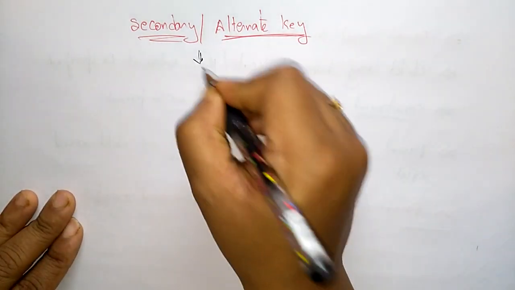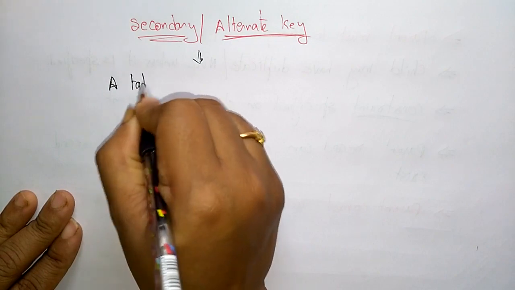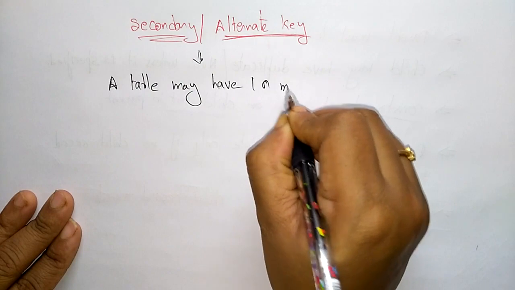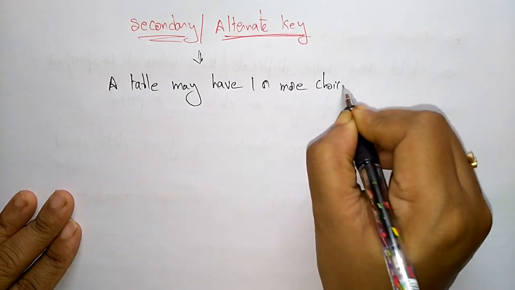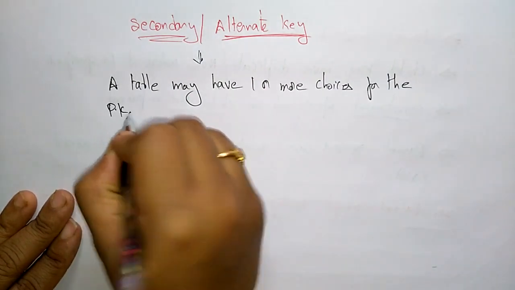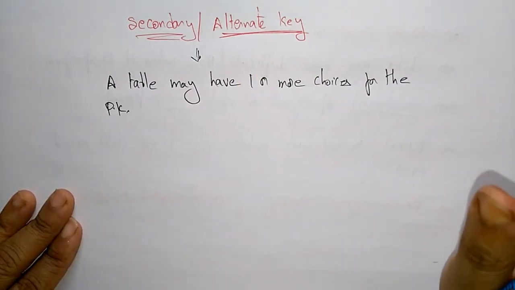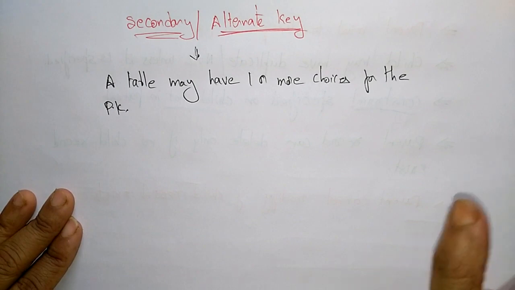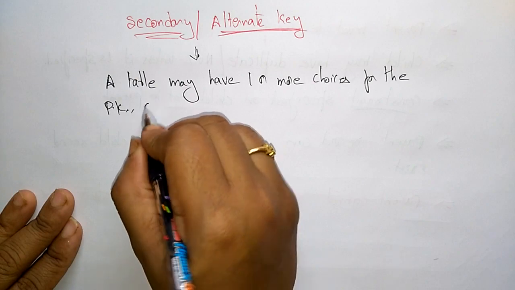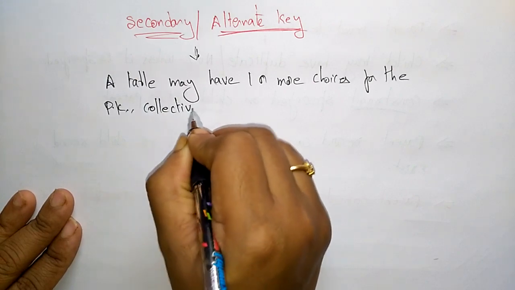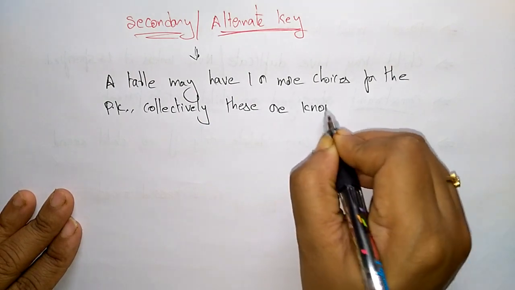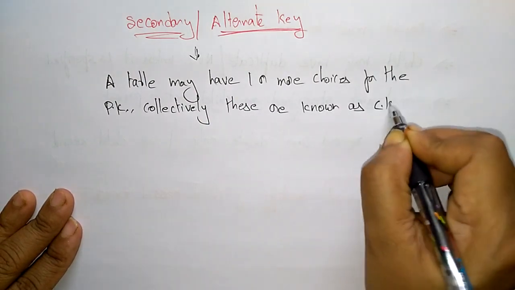Let me write. A table may have one or more choices for the primary key. So if you take any table, that table can have one or more choices for the primary key. Collectively, if more than one is there, these are known as candidate keys. So that I already explained.